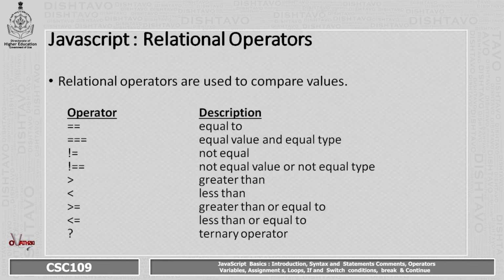JavaScript has relational operators such as equal to, the equal value and equal type, that is the triple equals. We have not equal value or not equal type. We have the greater than, the less than, the greater than or equal to, the less than or equal to, and we also have a ternary operator that is used for decision making.